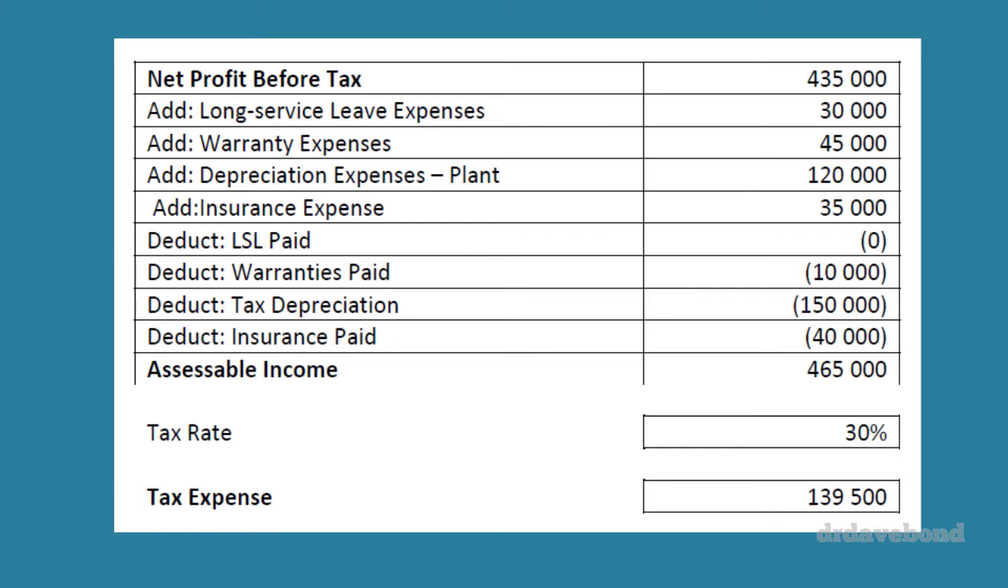Now, before we get to actually looking at the numbers themselves, just 2 points I want to highlight. The first is if you have an item coming in one of the places, make sure you pair it up. So if we've got something dealing with expenses up here, make sure something dealing with the long service leave, you have long service leave. You've got warranties, depreciation, insurance. Make sure you pair them up. That way you won't leave one hanging.